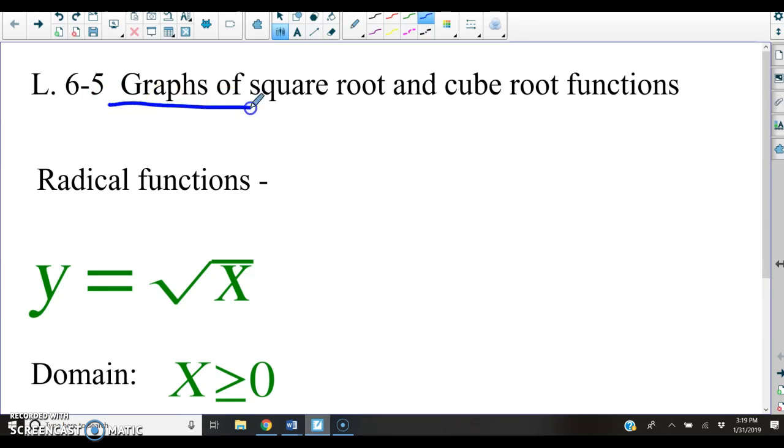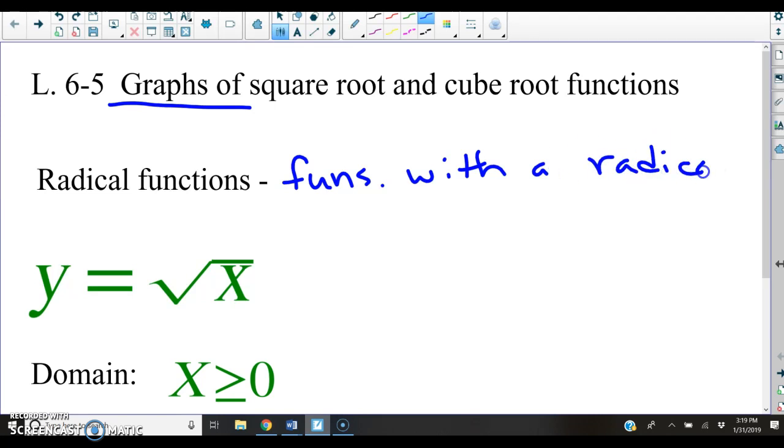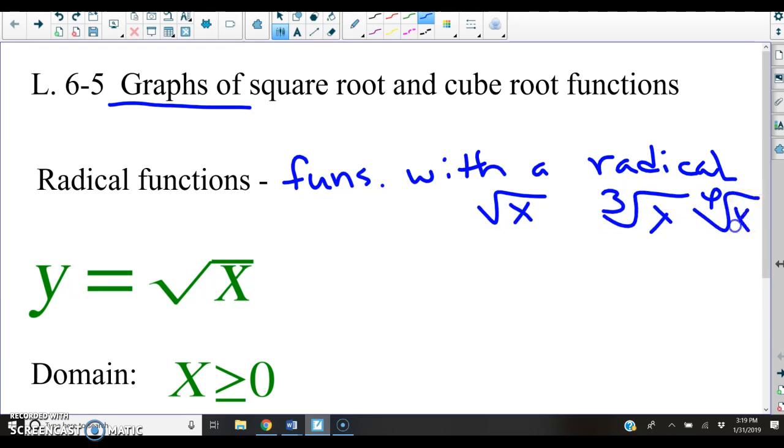So lesson 6.5, we're going to do graphs of square root and cube root functions. Now remember, radical functions are functions with a variable under the radical, like the square root of x, cube root of x, fourth root of x, any of those. And you can do stuff to x. So our most basic one is simply y equals the square root of x.